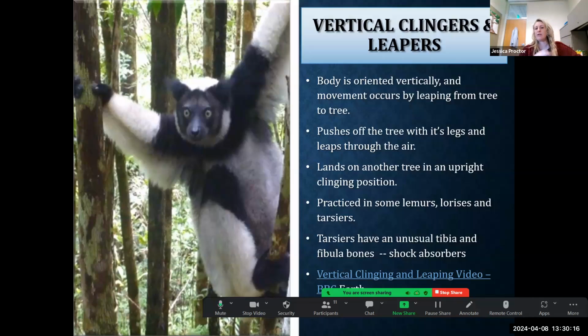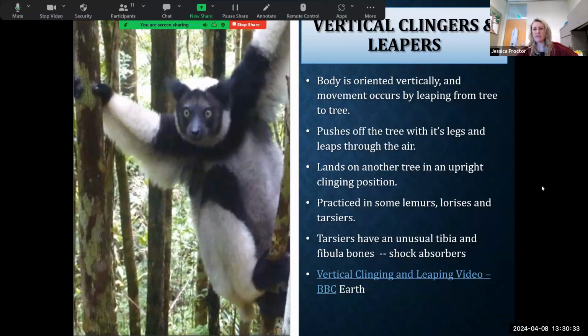So this form of locomotion is practiced in the strepsirrhines and the tarsiiforms. So the tarsiers are also going to have this unusual tibia and fibula bones that act kind of as shock absorbers as they're vertically clinging and leaping from one place to another. Okay, now with these locomotion ones, I'm going to show you an example of each different type, because I really think for understanding this particular lecture, it's important to be able to visually see what these forms of locomotion look like. Okay, so I have a short video clip for each of these types.